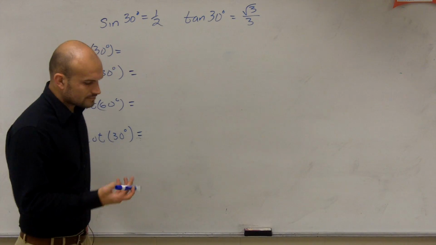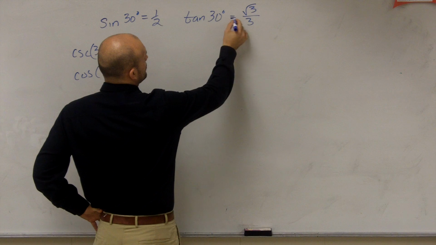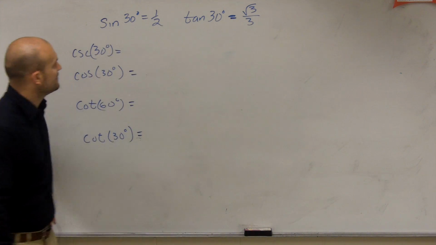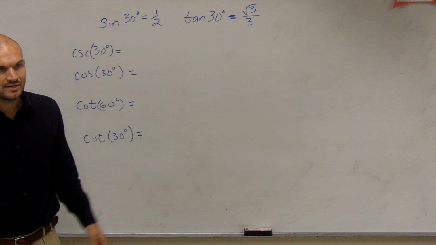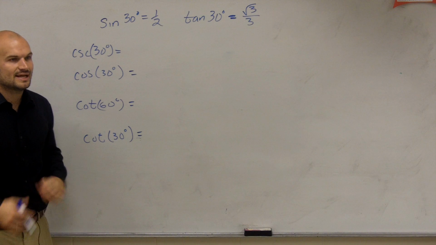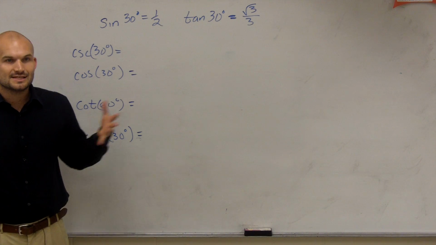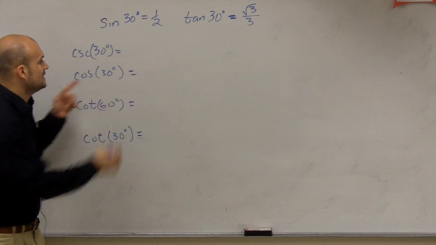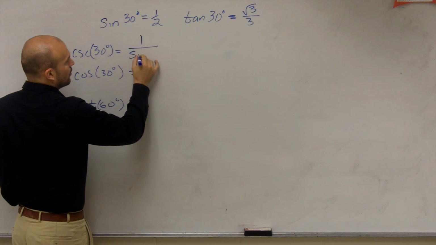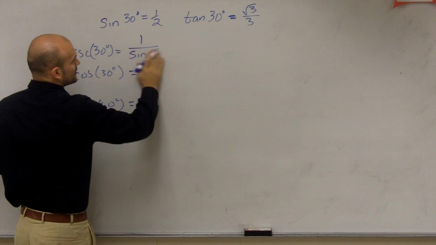Now, what we need to do when given those values is figure out what the rest of these values are. So they ask us, what is the cosecant of 30 degrees? We need to remember the cosecant is the reciprocal of sine, meaning the cosecant is the same thing as 1 over sine of 30 degrees.